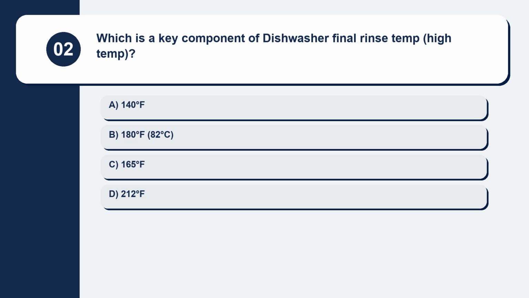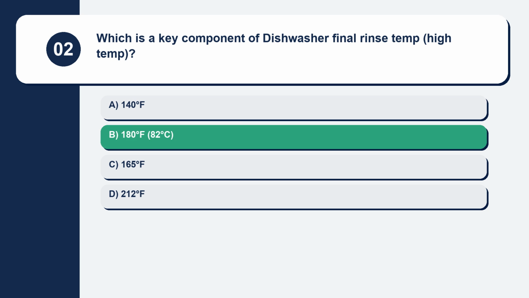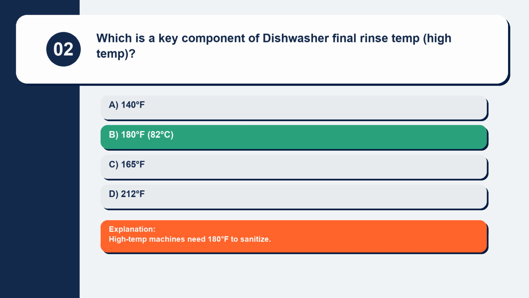Question 2. Which is a key component of dishwasher final rinse temp, high temp? 140 degrees Fahrenheit, 180 degrees Fahrenheit, 82 degrees Celsius, 165 degrees Fahrenheit, 212 degrees Fahrenheit. High temp machines need 180 degrees Fahrenheit to sanitize.